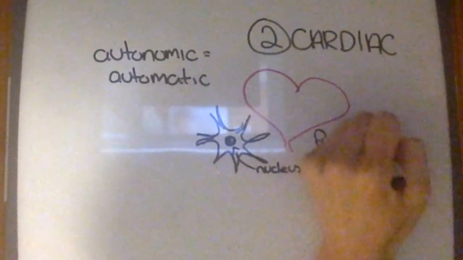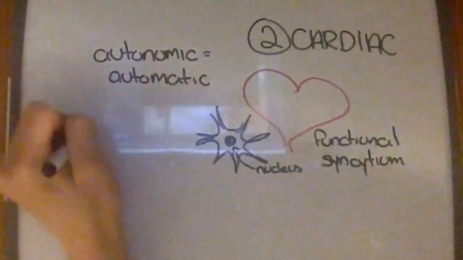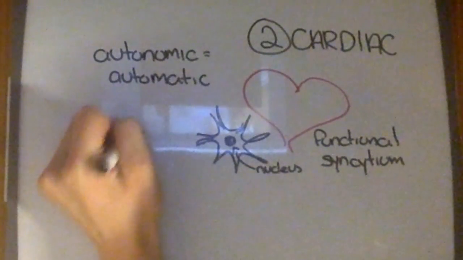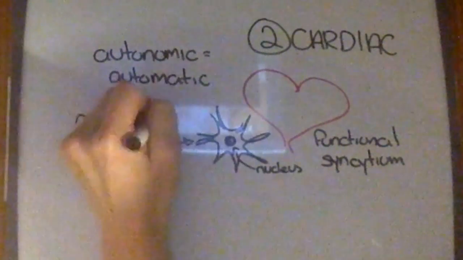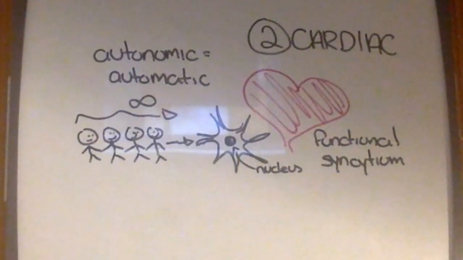Cardiac muscle is of course found in your heart, and your heart is a functional syncytium. This means that when one muscle cell is stimulated, all of the muscle cells are stimulated. It's like if you're holding hands with a chain of people, and someone squeezes the hand of the next person, and the next person passes it on, and the next, and the next.